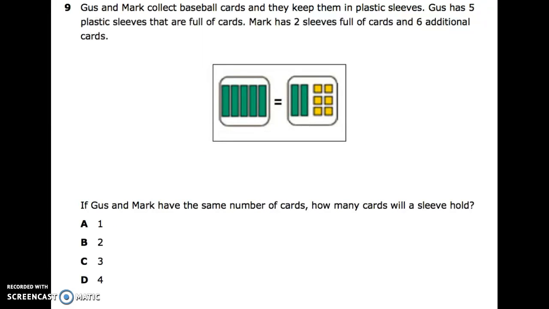Number 9. Gus and Mark collect baseball cards and they keep them in plastic sleeves. Gus has 5 plastic sleeves that are full of cards. Mark has 2 sleeves full of cards and 6 additional cards. If Gus and Mark have the same number of cards, how many cards will each sleeve hold?